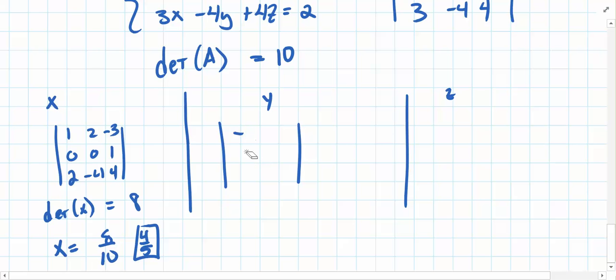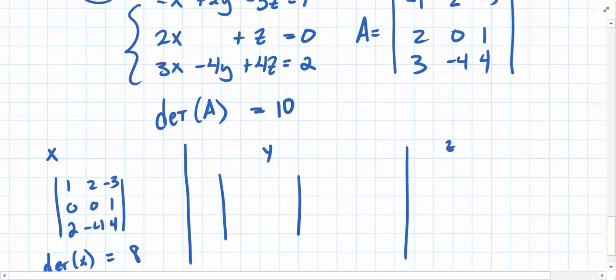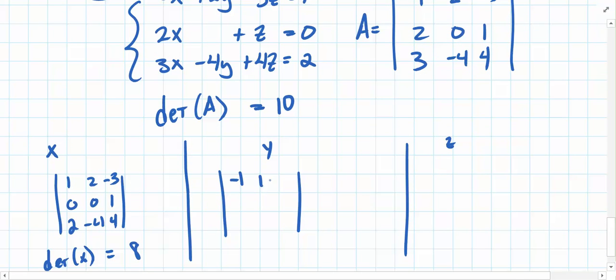No, sorry, that's not right. Is that right? Yeah, oh yeah, that was right. Negative 1, 1, negative 3. 2, 0, 1. And then 3, 2, and 4.